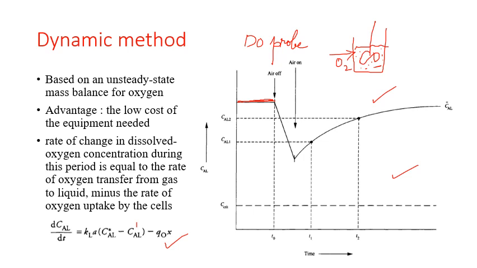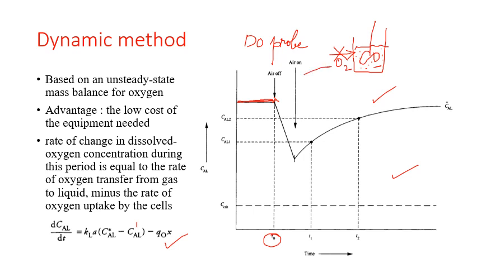Now, let's say that at time t equal to t0, this is where we begin our experiment. In a reactor that otherwise runs normally, at time t equal to t0 we stop the supply of oxygen into the reactor. Whatever oxygen was being supplied, we stop that. So we switch off the air, or the oxygen supply.